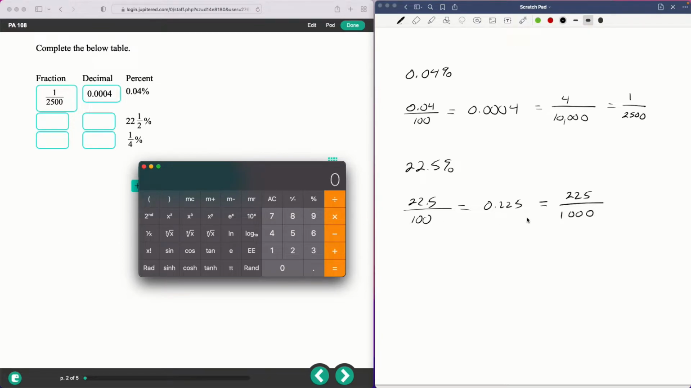Now, however, this can be reduced. And I know I can get 25 out of the top and the bottom. So I'm going to divide both of those by 25. So 225 divided by 25 is 9. And 1,000 divided by 25 is 40. Now the factors of 9 are 3 and 3. The factors of 40 are 4 and 10, 2, 2, 2 and 5. So we don't have any common factors anymore. So this is as far as it can go.